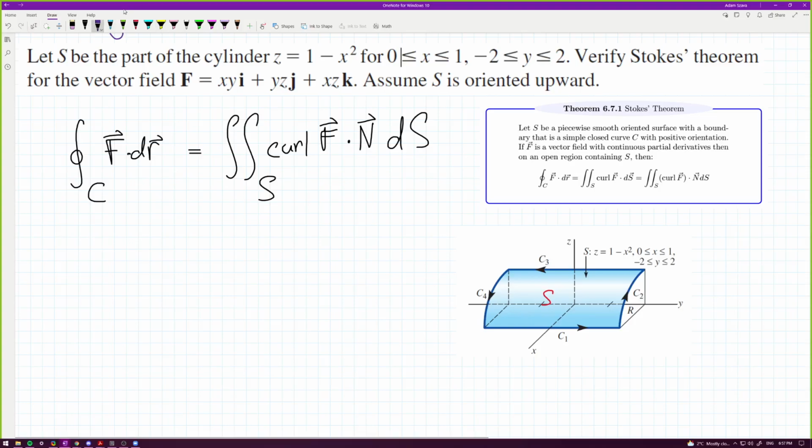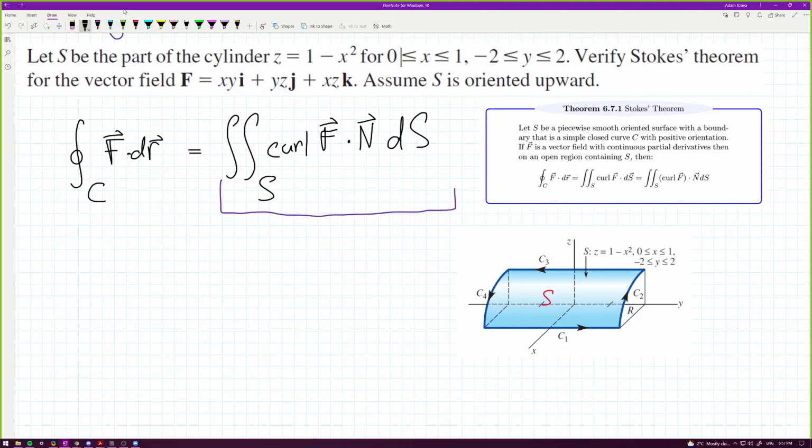So let's take a look at our Stokes part of this first. Let's do the Stokes part of it. The part that is interesting, this is just a line integral. So we'll do that, but this is the real Stokes part.